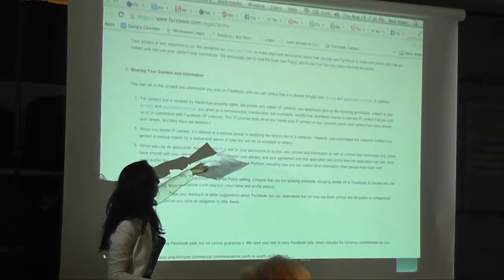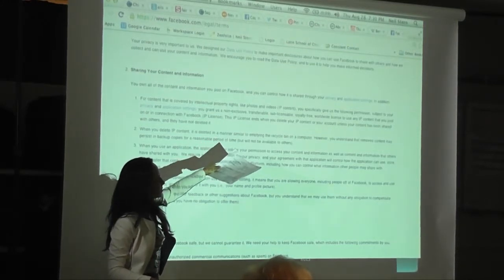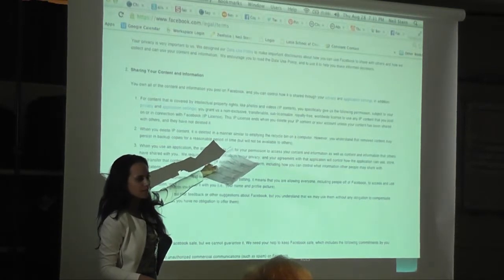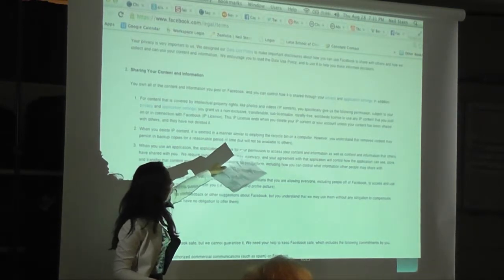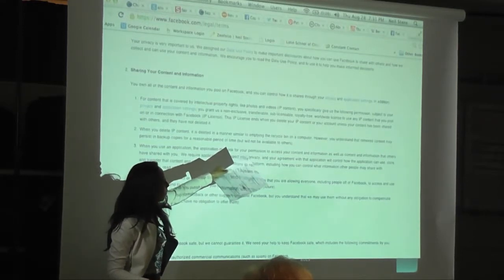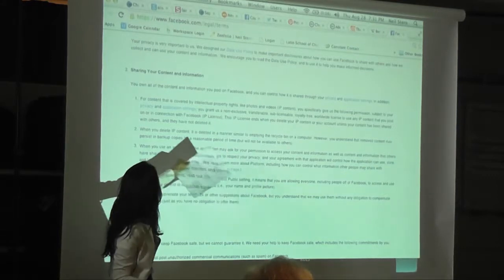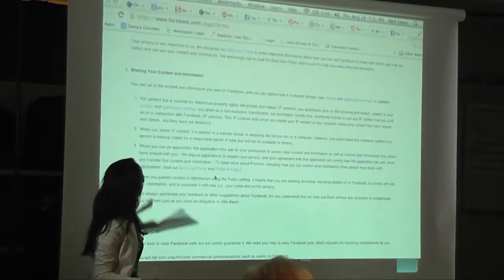Transferable, that's kind of scary. Sub-licensable, what does that mean? They can license it to somebody else. Royalty free, you can't charge any money from them. Worldwide, to use any IP content that you post on or in connection with Facebook.